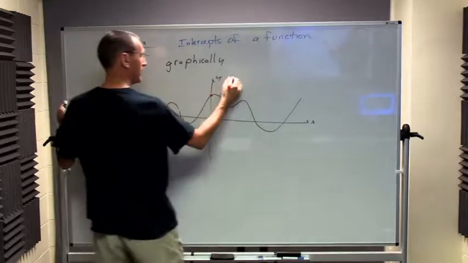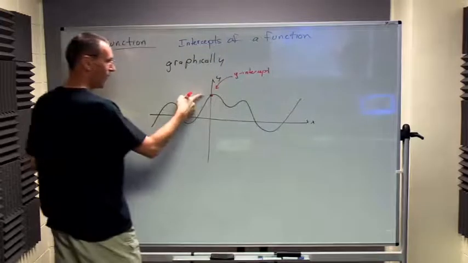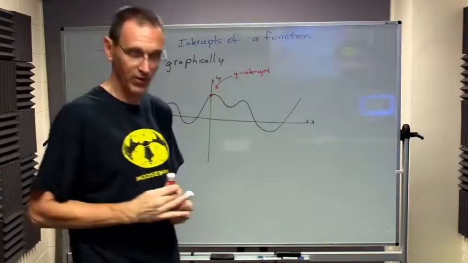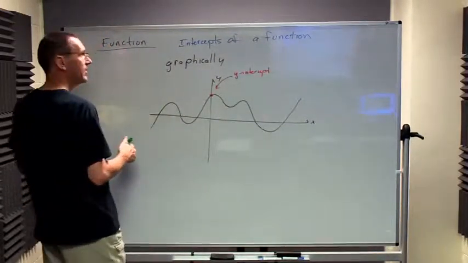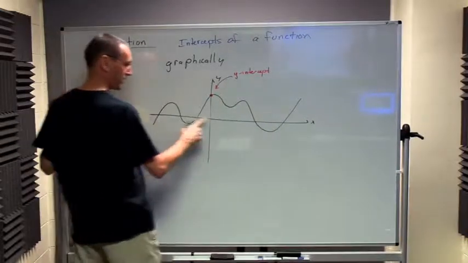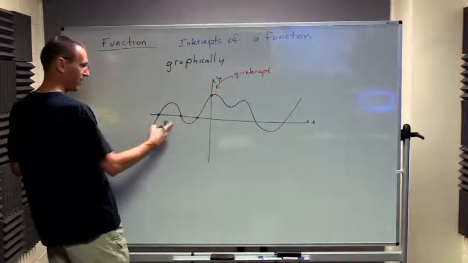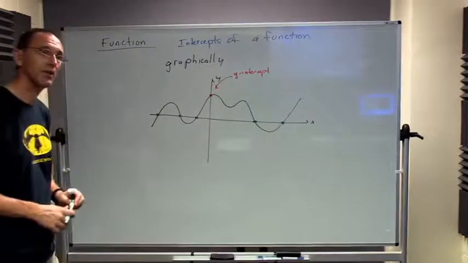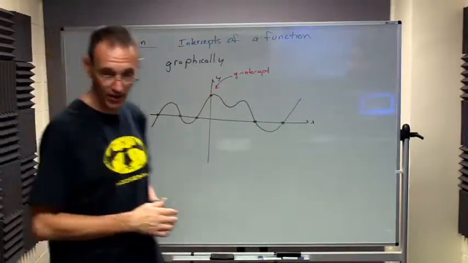And to get the y value of that, we just plug in x equals 0 into our original function, and that's what we get. Notice there's only one of those if it's a function. If it's not a function, then it can have multiple y-intercepts. Now, the x-intercepts are where it passes through the x-axis. So in this case, we have multiple values: this value of x, this value of x, this value of x, this value of x, and that value of x. And it's possible we don't have any. So you can have 0, 1, or a lot of different intercepts.